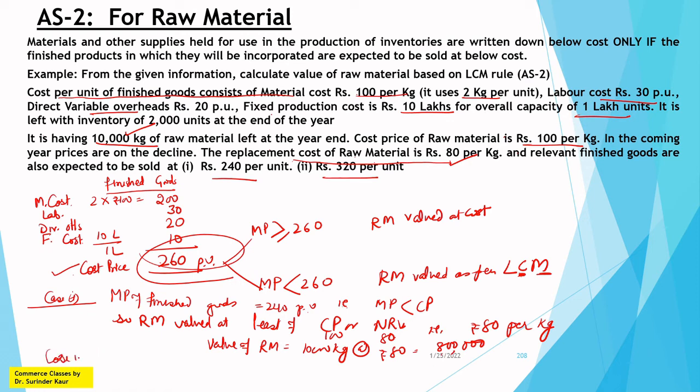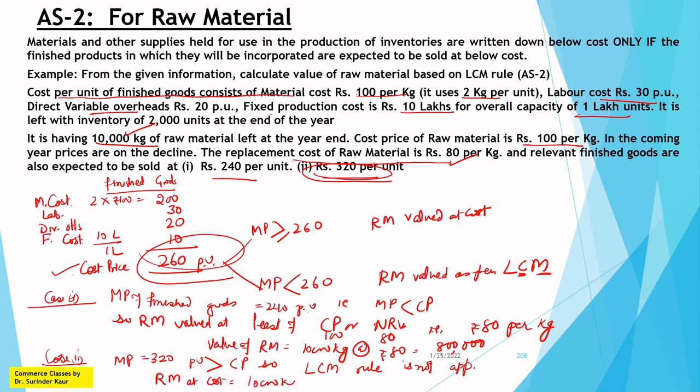Now the second case is when the market price of the finished goods is 320 per unit. If the market price is 320 rupees per unit, which is way above the cost price, then the LCM rule as per AS2 is not applicable. So now we won't apply the LCM rule, but raw material will be valued at cost. You have to value it at whatever the cost of the raw material was, so it is going to be 10 lakhs.